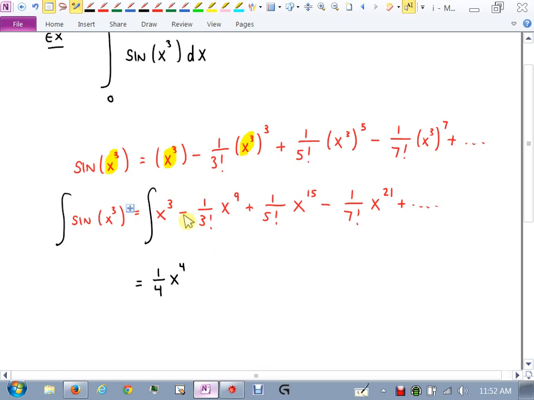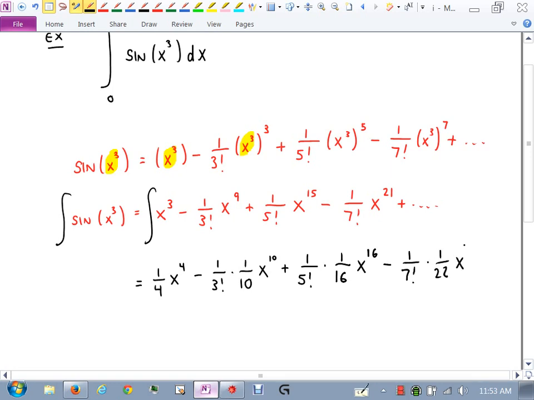Okay, now forget the negative 1 over 3 factorial. That's just a constant. What's the antiderivative of x to the 9th? 1/10 x to the 10th, right? So I'm just going to put minus 1 over 3 factorial times 1/10 x to the 10th. Then plus the next one, I'm going to ignore the 1 over 5 factorial. What's that going to be? Antiderivative of x to the 15th. 1/16 x to the 16th. And then minus 1 over 7 factorial times 1/22 x to the 22nd. Isn't that my antiderivative? Yes?